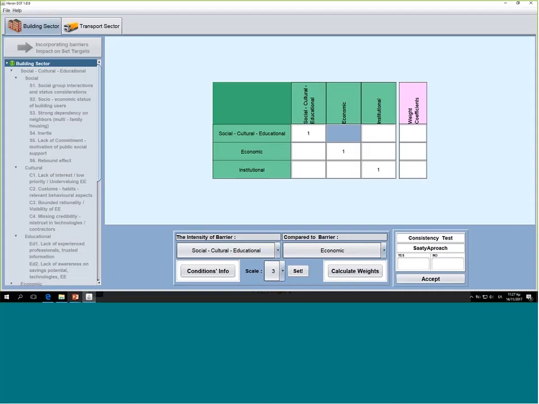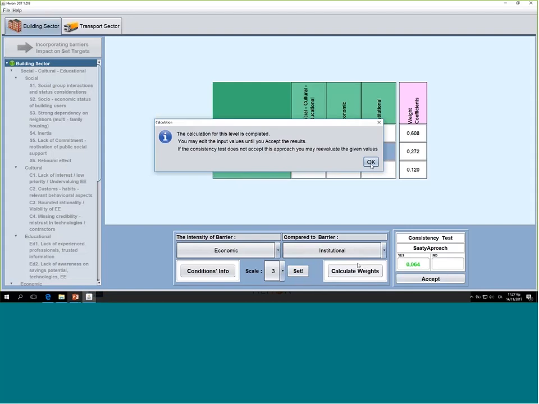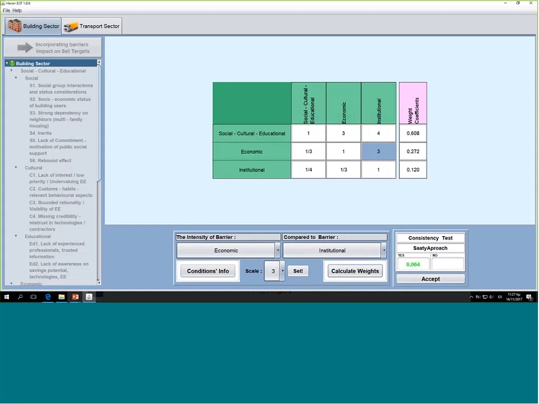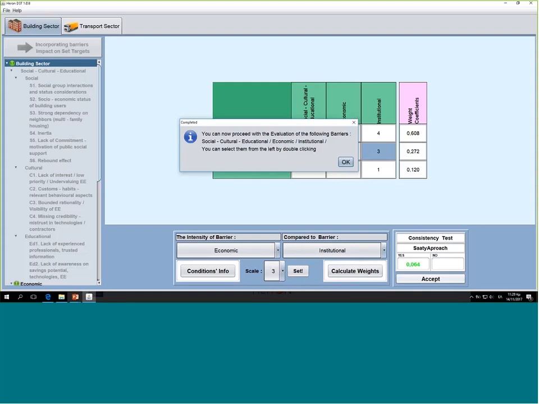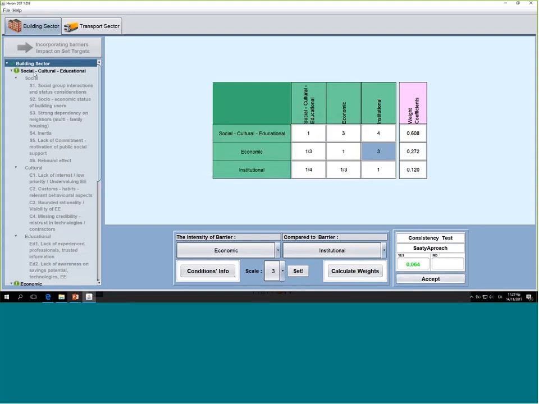Once we select this, we set it and it's placed and two cells are filled at the same time. If we select here another one, then that goes here. Here for the third one, and then we are able to calculate the weight coefficients. The results are tested in order to be sure about their consistency, that everything is acceptable and that we can proceed. We accept and we are able to go to the next level.